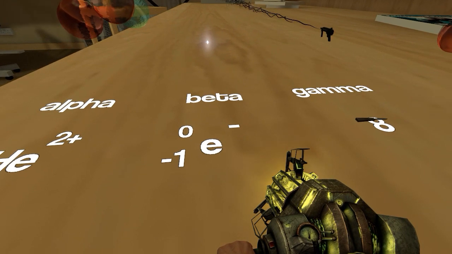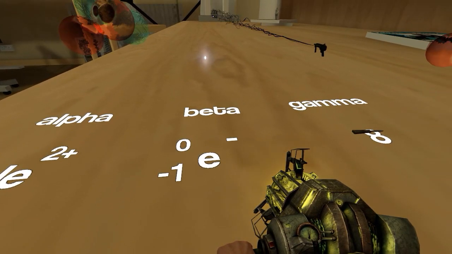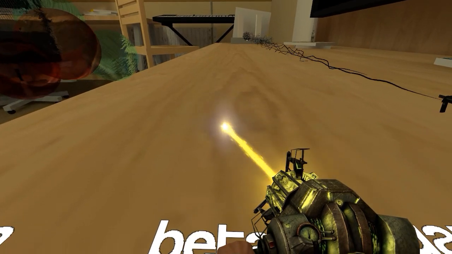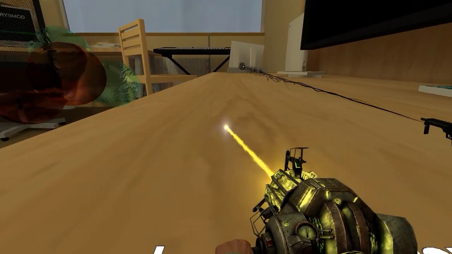Next is beta radiation. That has no mass, and it has -1 protons. Okay, so -1 protons, that really means an electron, I suppose. There we go. Oh, dropped it. Come on, there we go.